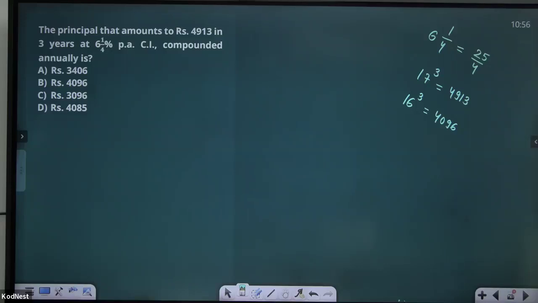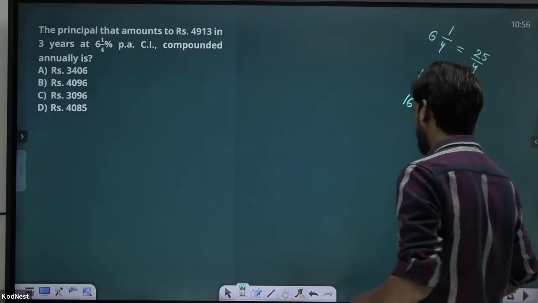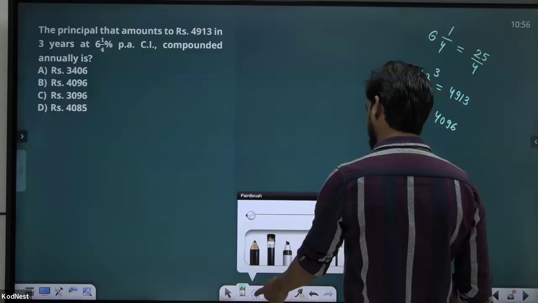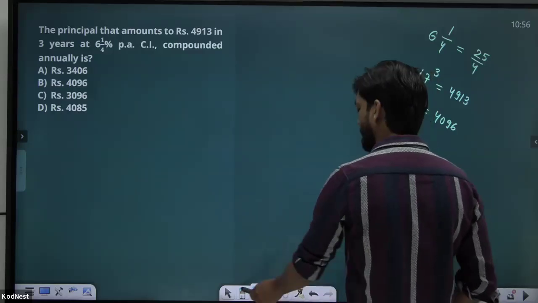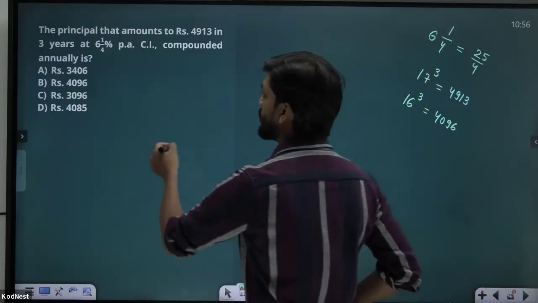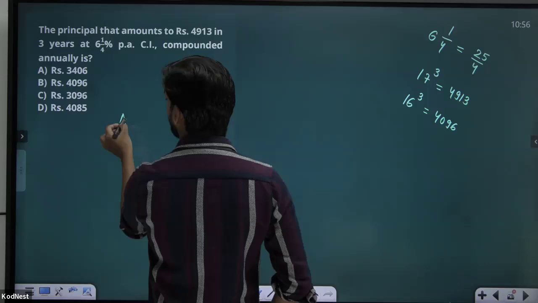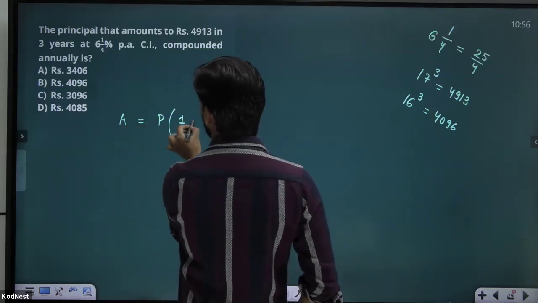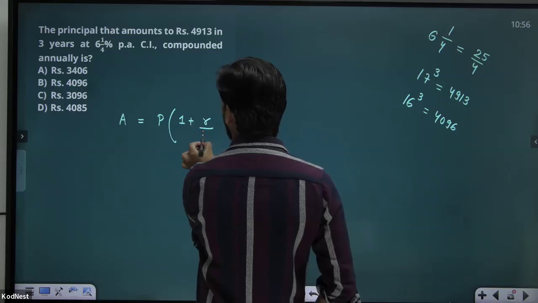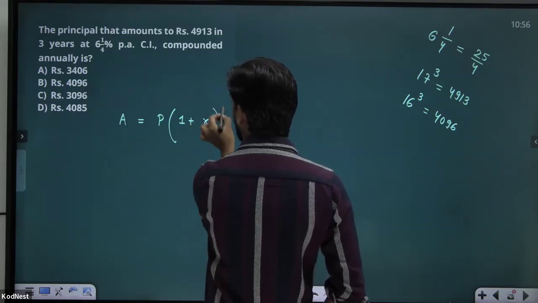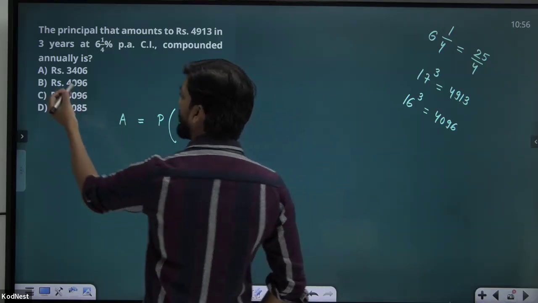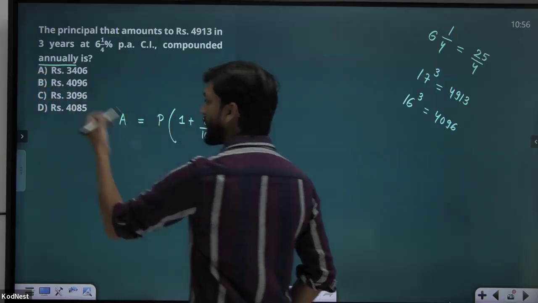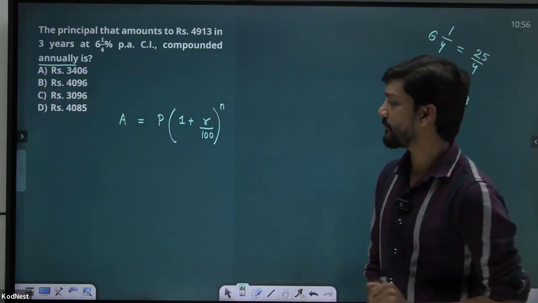Okay, 4096. All right. So applying the formula, amount equals principal times 1 plus r by 100 to the power n. It is compounded annually, so we need not be careful. We can just put the values.